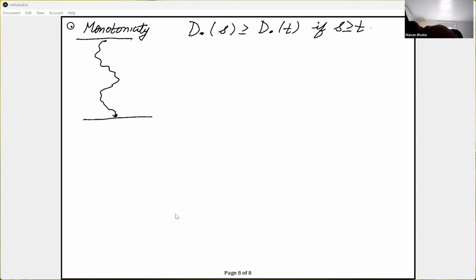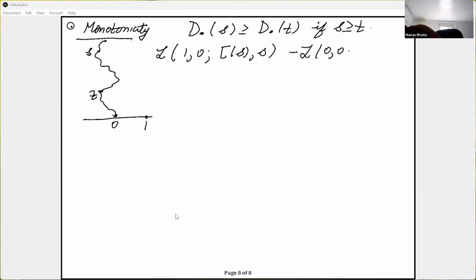Draw the geodesic again. I have a point S. Sorry, S was above, I think. And a point S. So what's the thing on the left? It is L10 and gamma S, right? And I have to subtract L00.